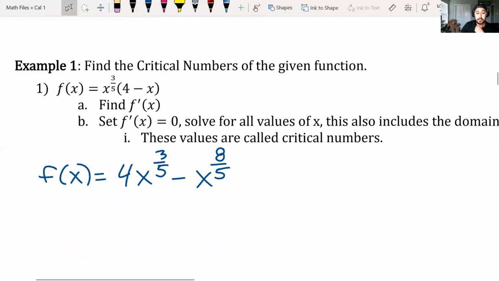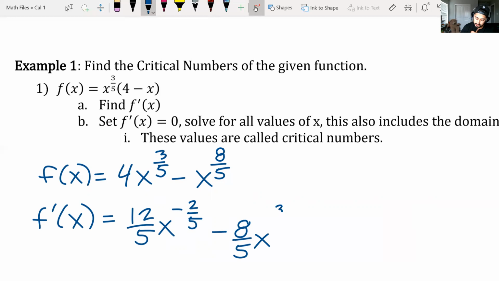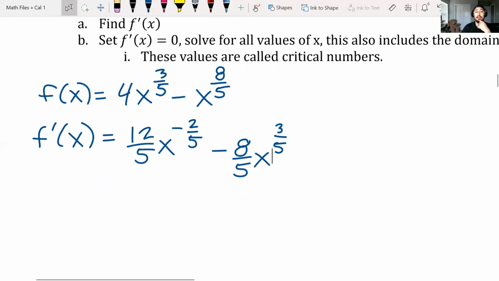Perfect. So I distribute it, and now I'm going to take the derivative. So f prime of x is equal to 12/5 x to the negative, if I take 1 away, that's 2/5, x to the negative 2/5, minus 8/5 x, take 1 away, that should be to the 3/5. Okay, so there's the derivative.